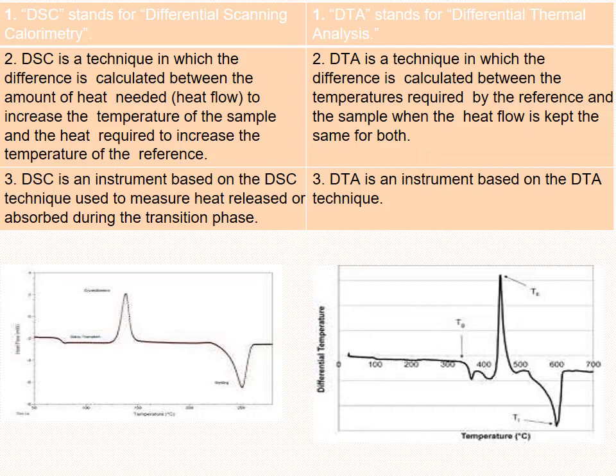So there is a difference between DSC and DTA. DSC is where we calculate the amount of heat needed to increase the temperature of the sample as well as the reference. Whereas in DTA, the calculation is of the temperature difference between the reference and the sample when the same heat is applied to both. So the temperature keeps increasing in DSC, whereas here they will have the same equivalent temperature itself.